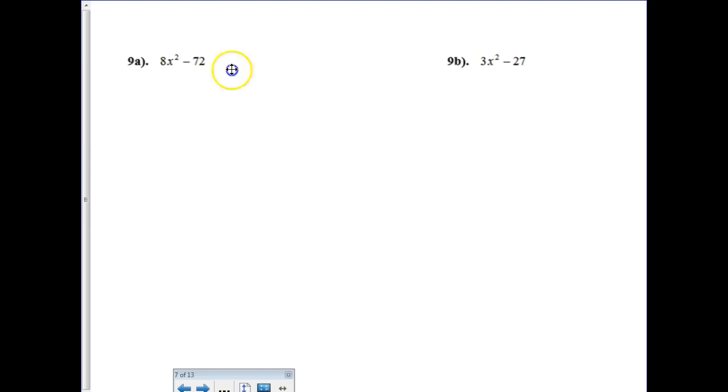All right, top of the flowchart again, guys. Look for a common factor. This one does have a common factor again. So you always want to take that common factor out first. They could both be divided by 8.